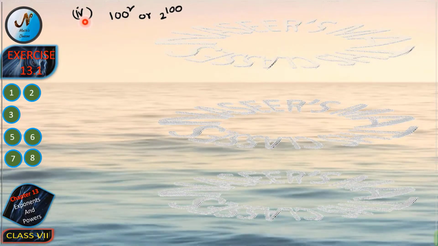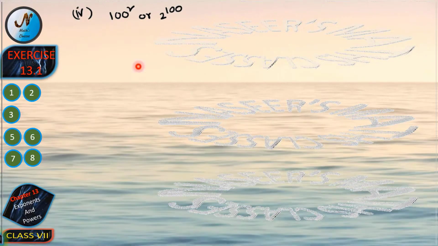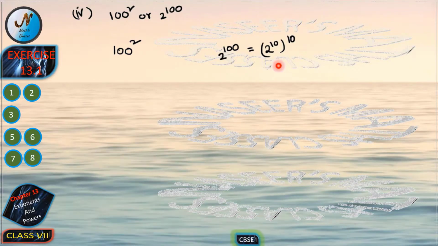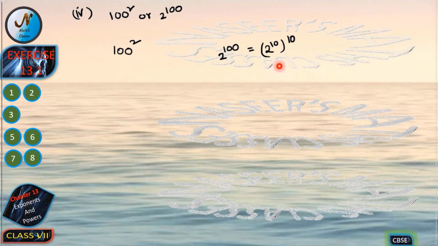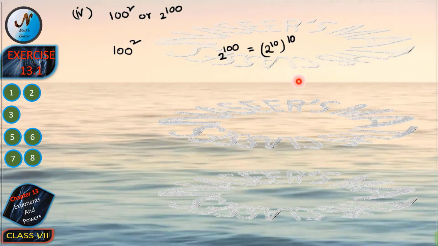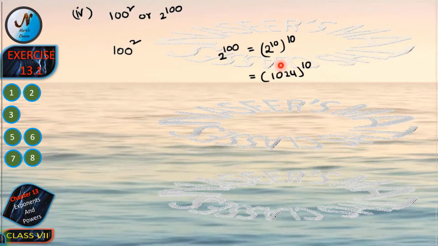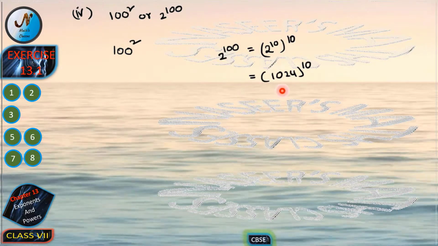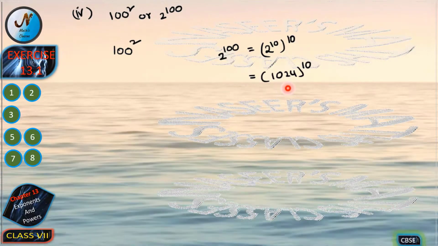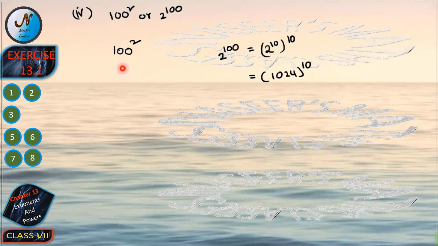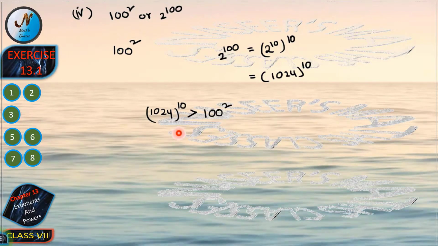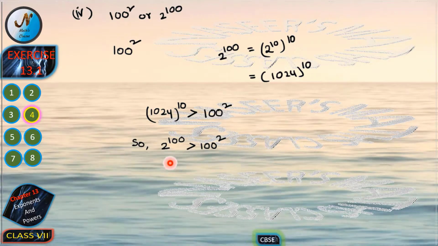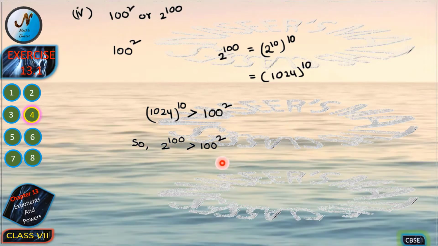Next, fourth one, 100 square or 2 power 100. We write 100 square, and 2 power 100 is written as 2 power 10 whole power 10. We already know that 2 power 10 means 1024. So this can be written as 1024 power 10. If we compare the bases, 1024 is greater than 100. So we can say that 1024 power 10 is greater than 100 square. So we can say that 2 power 100 is greater than 100 square.